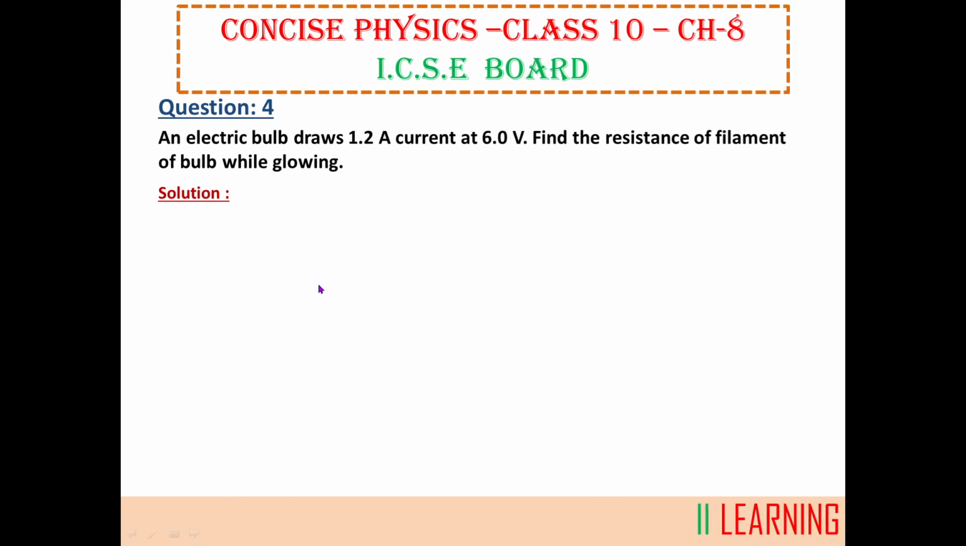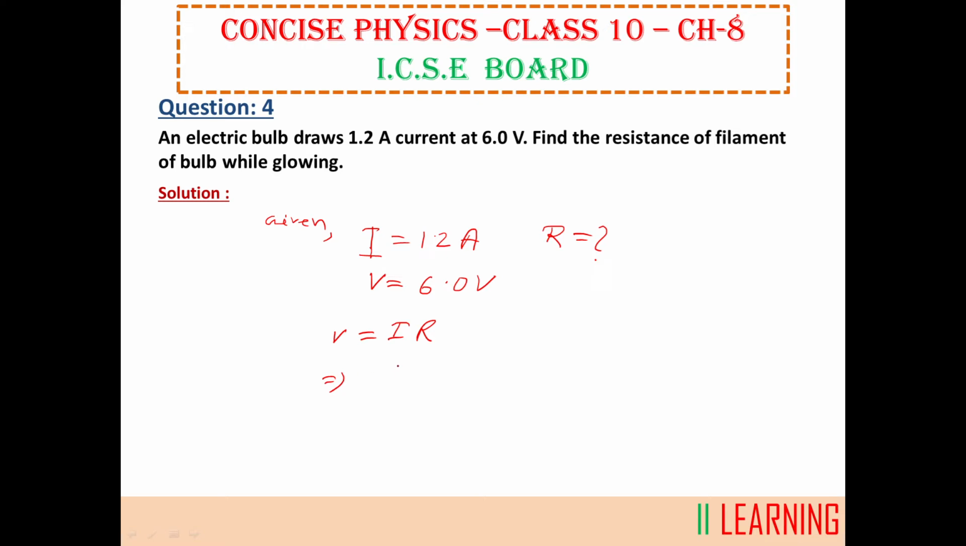This is question number 4. An electric bulb draws 1.2 ampere current. So given the current I equal to 1.2 ampere at a voltage, so V is given 6.0 volt. Find the resistance. So resistance R equal to what? So again apply Ohm's law. V equal to IR. It is very easy.